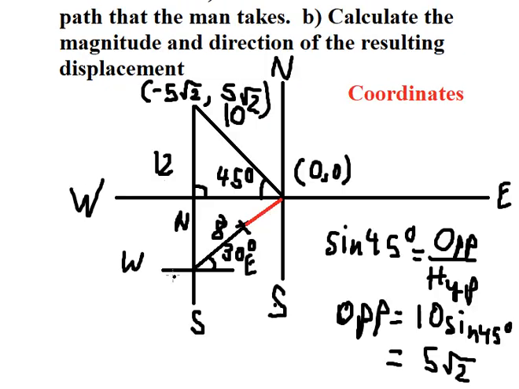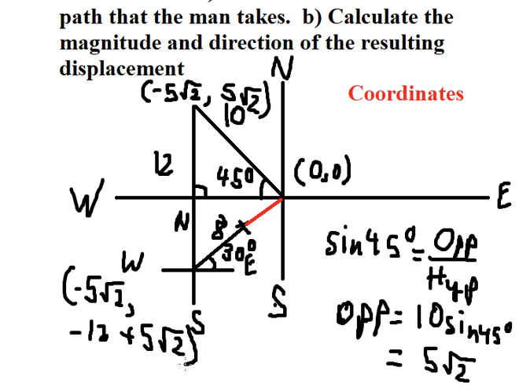Now they go down 12 miles. That means we have 5 square root of 2 minus 12 in here. So this location is negative 5 square root of 2 and negative 12 plus 5 square root of 2.